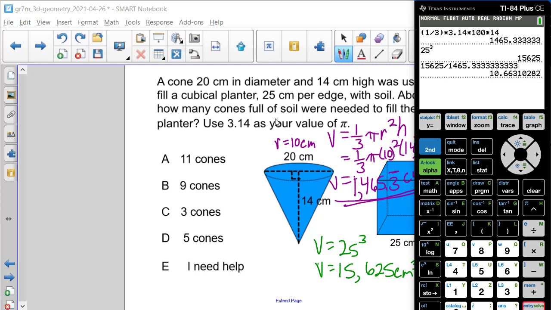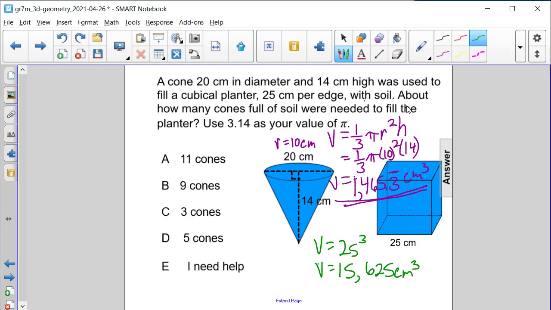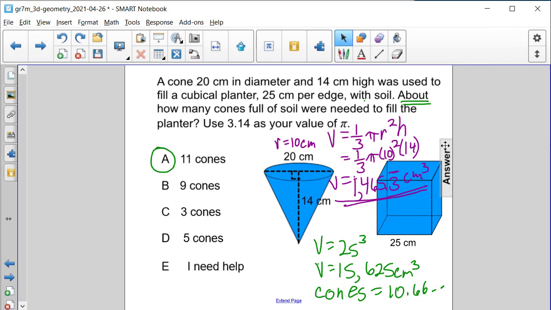So it's about, in our problem it says about, meaning round it to the nearest cone. So we know the cones is equal to 10.66, and the decimal just keeps going. So that will round up to about 11 cones, or answer choice A.